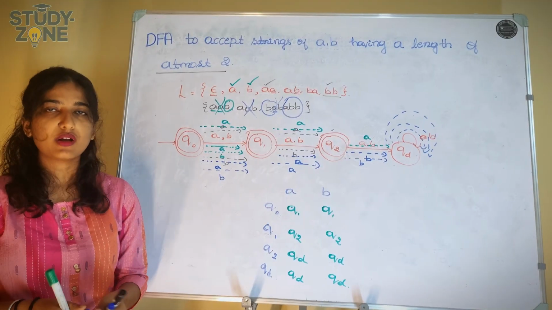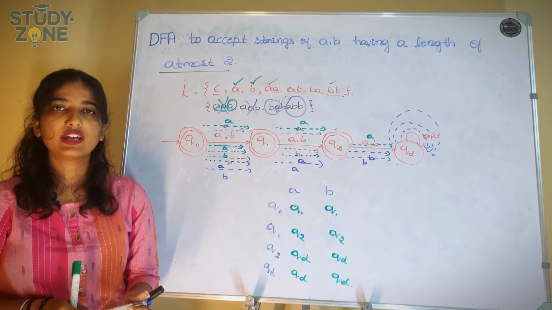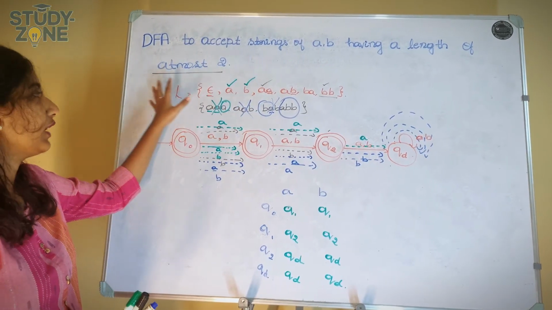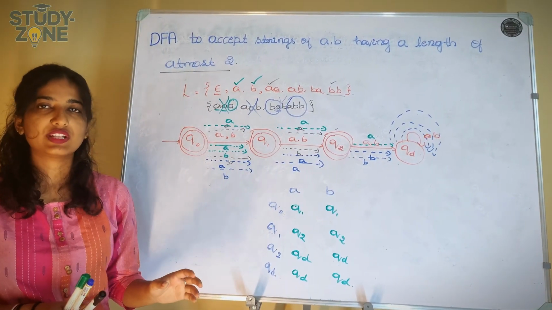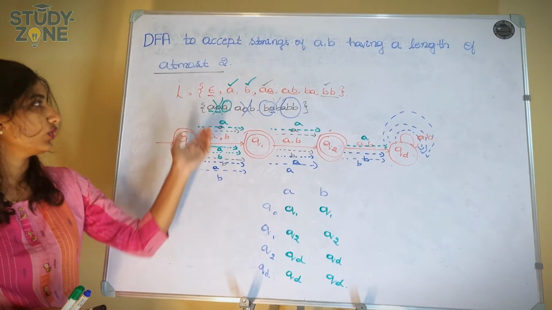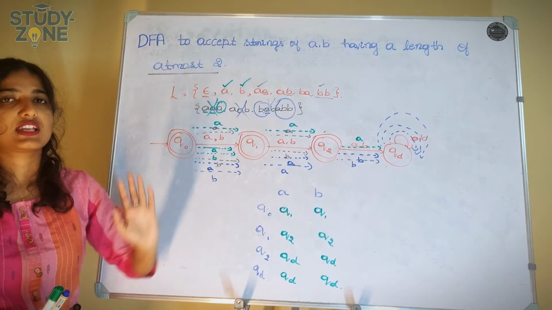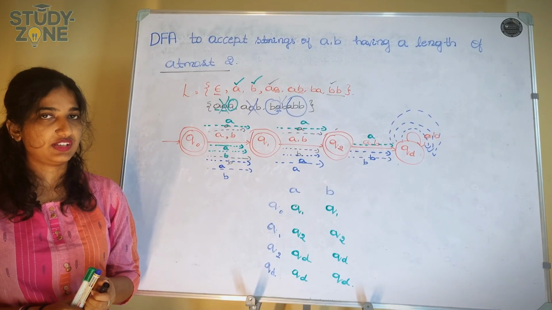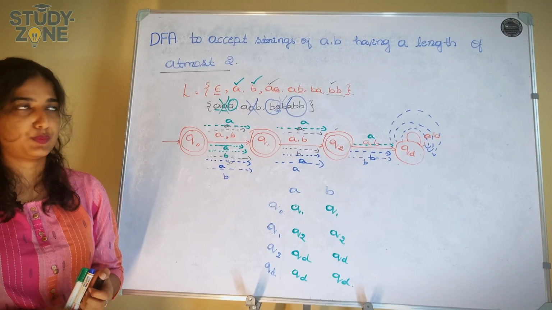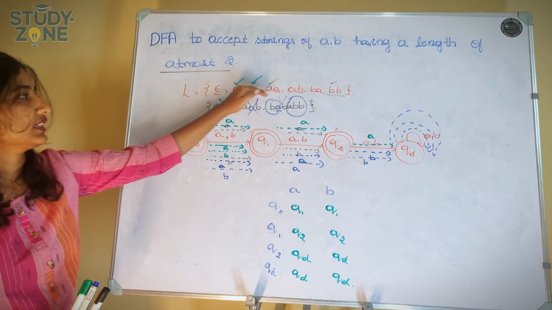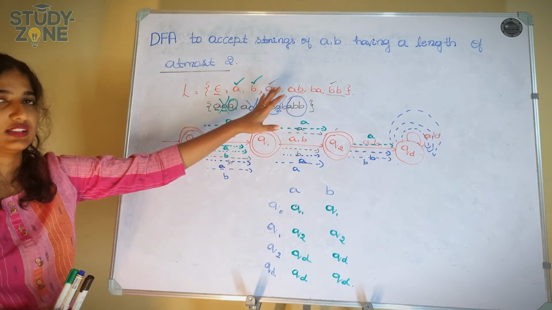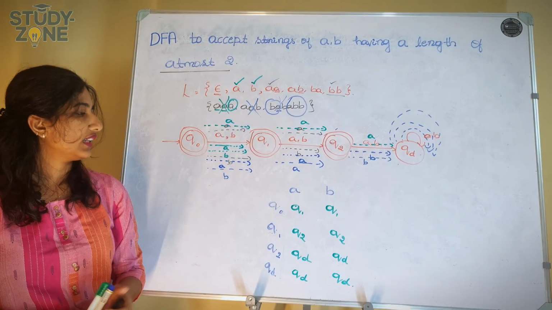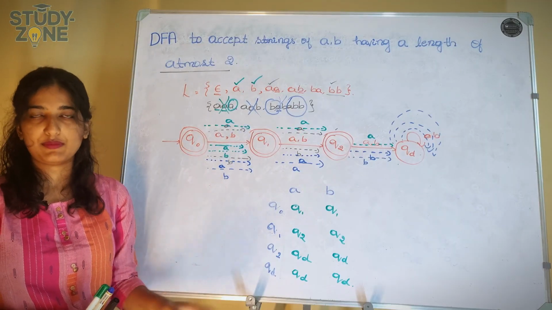Okay. Now let's recap. At first we chose a problem of strings of length at most 2. So we selected the language with only these strings. Then we wrote the transition diagram and transition table. In the transition diagram we accepted only these strings and rejected the strings which have length more than 2. And then we wrote the transition table.